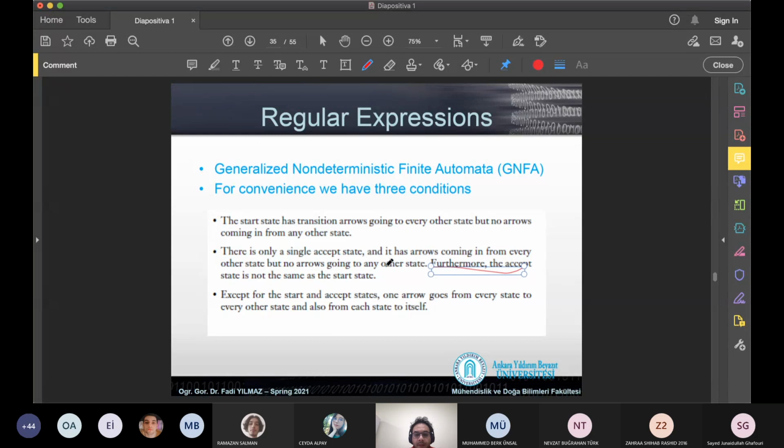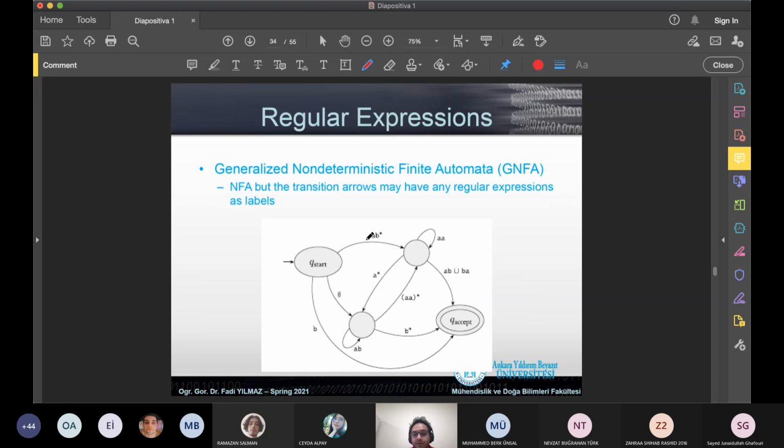And the other rule is that the accept state and the start state cannot be the same state. And except for the start and accept states, one arrow goes from every state to every other state and also from each state to itself. So there should be arrows going in, going out, and also self-pointing arrows, except for the start and accept states. Okay, guys, all other states must have going in and going out arrows, and then the self arrows.